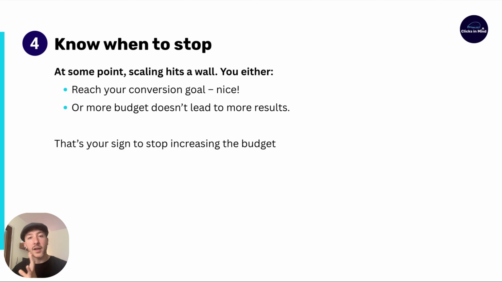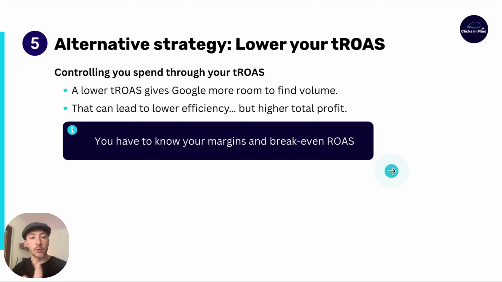But if you are a little bit more advanced and you're controlling your ad spend through your target ROAS, there's another option. Because a lower target ROAS gives Google more freedom to go into the colder audiences and increase the reach. So that leads to lower efficiency, so a lower ROAS, but if you're doing it right, it can lead to a higher total profit. But for that, you really have to know your numbers. So you have to know your margins and your break-even ROAS. So you must know what your lowest ROAS is where you're still making a profit. And with that, a lower ROAS can mean higher profits in the end.